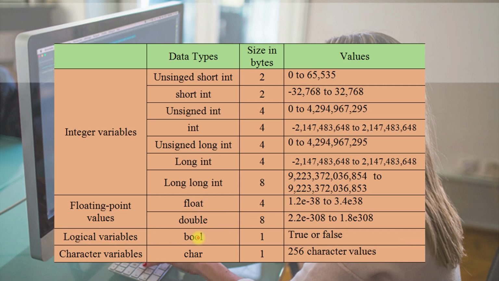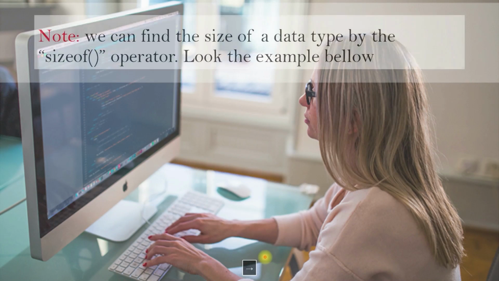The next one is logical. The data type for logical variables is bool, and the bytes which is occupied by this data type is what? 1 byte, and values like true and false. And character variables, the data type is char, and also it occupies only 1 byte, and that's all. We have a note which says we can find the size of a data type by a function which is what? Sizeof operator.